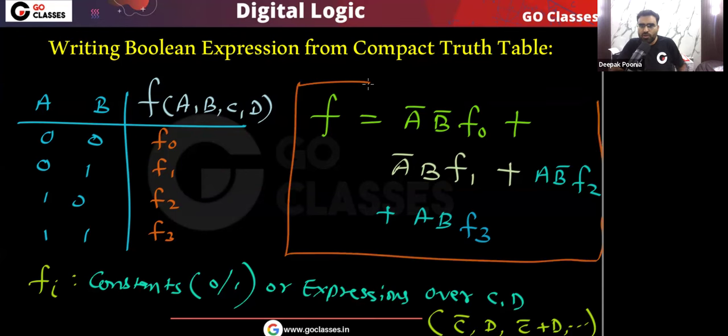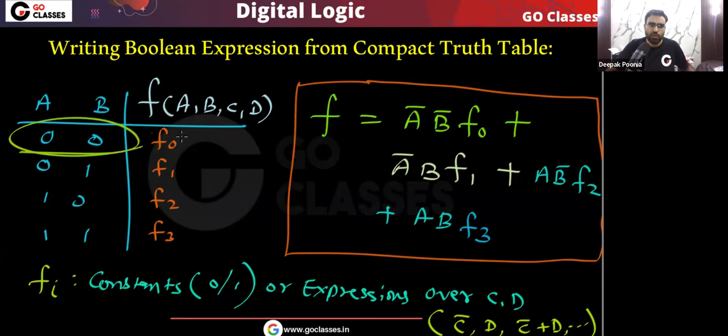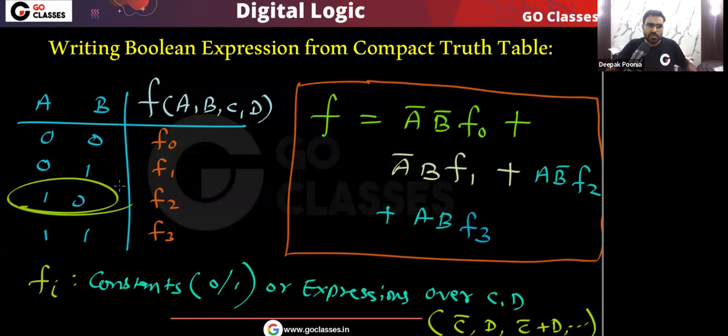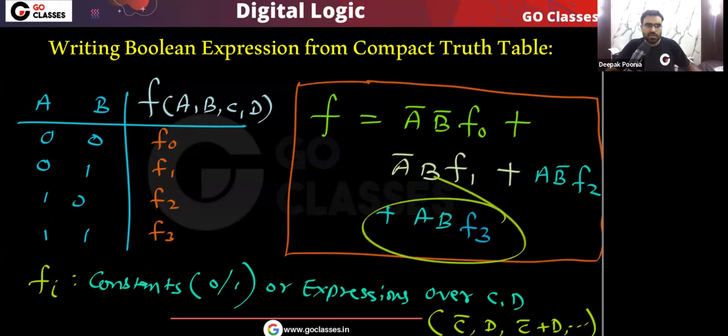From the compact truth table, you can easily write the expression of f, very easily, like this. For this min term, the function output is f0, so a bar b bar f0. For this min term, the function value is f1, so a bar b f1. For this min term, the function value is f2, so a b bar f2. And for this min term, the function value is f3, so a b f3. Very simple. I hope you understood this point.